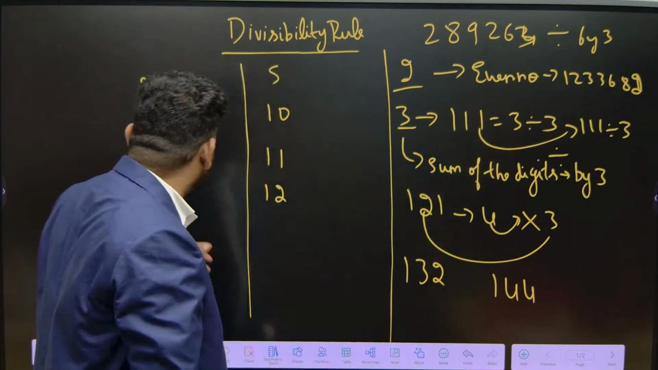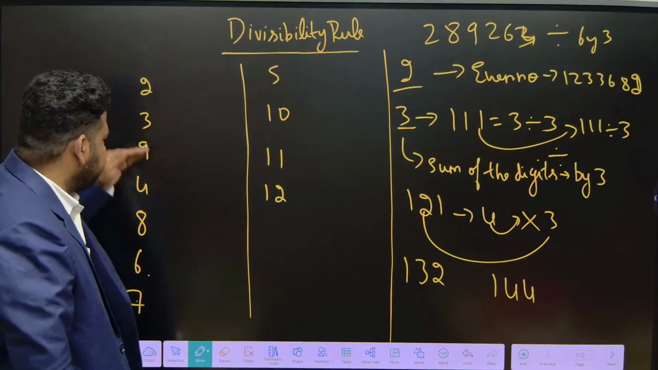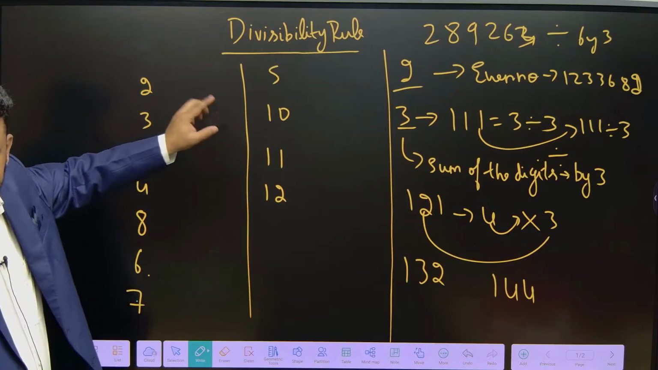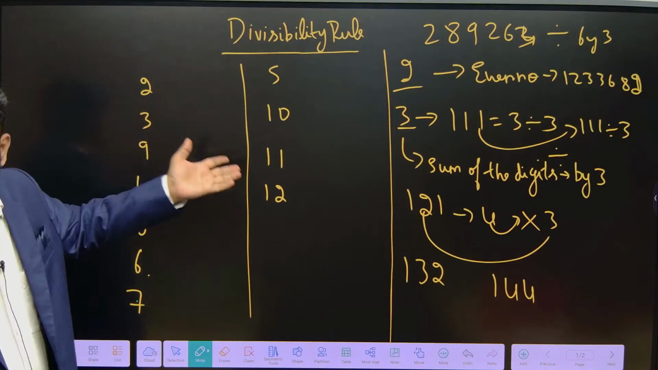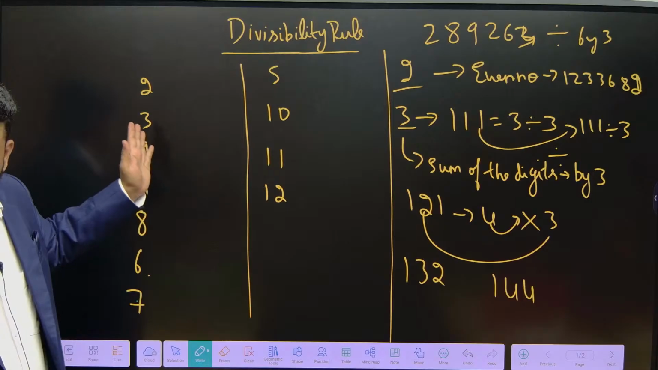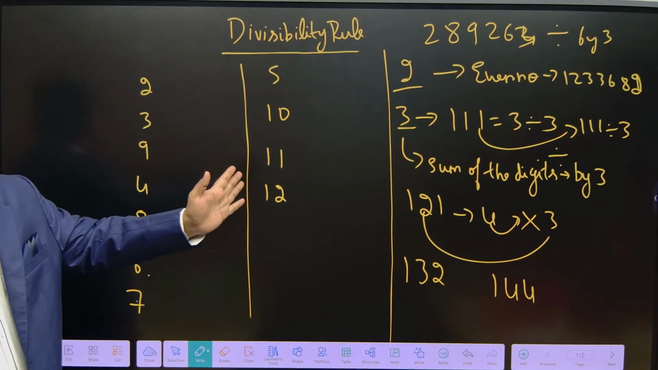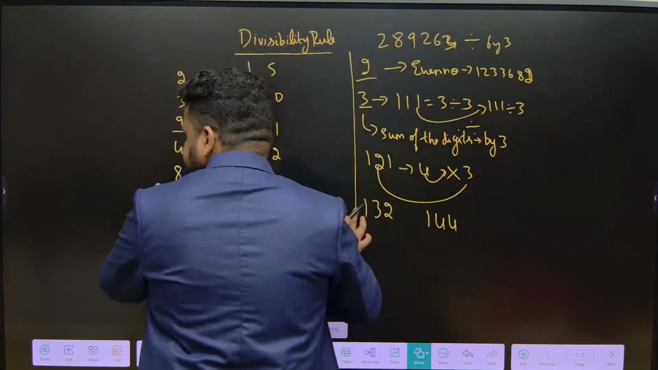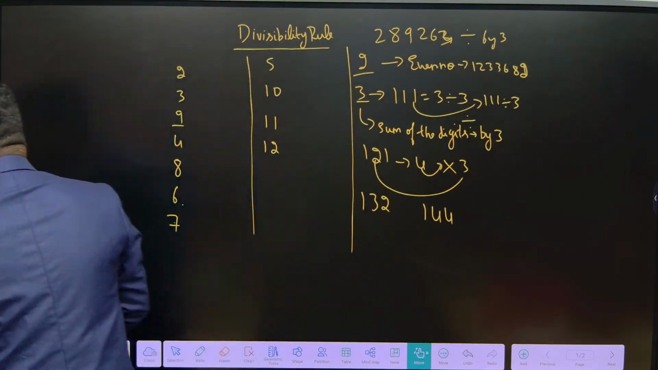Okay, same thing goes for 9. Why I have written them together is: for 2, it should be an even number; for 3, the sum of the digits should be divisible by 3. When it comes to 9, the sum of the digits should be divisible by 9. Same like 3, it should be divisible by 9. So when I talk about 9, the sum of the digits should be divisible by 9.